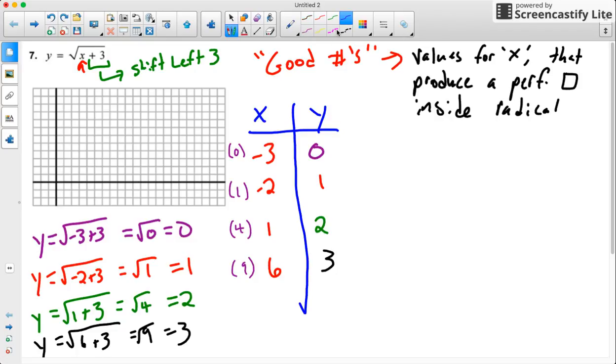Let's go blue here. So -3, 0 is my first point. -2, 1 is my next point. 1, 2 is my next point. And finally, 6, 3 is my final point here. And we have this sideways looking parabola, square root function thing, swimmer's arm, whatever you want to call it.